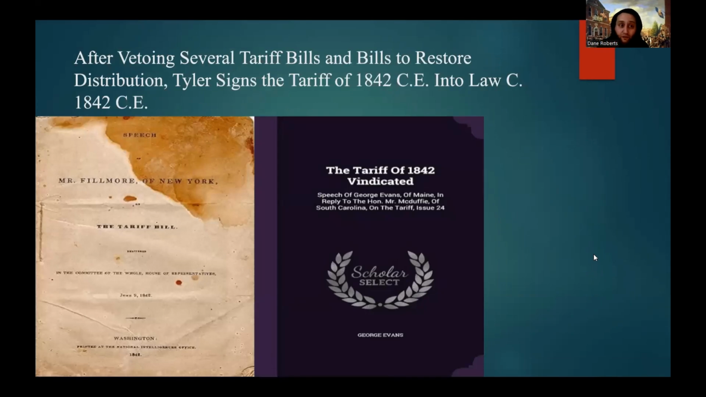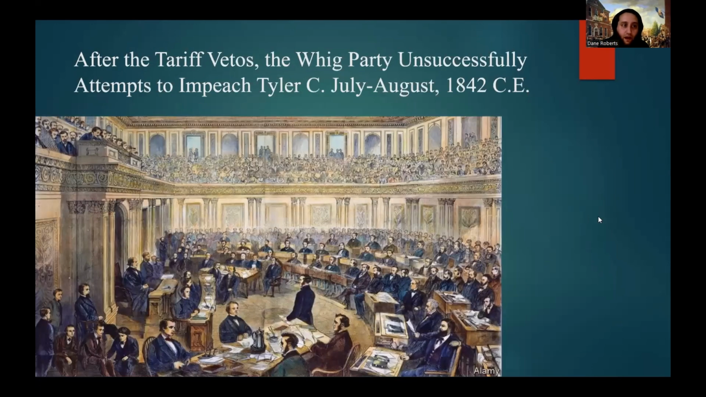Then, in 1842 CE, after vetoing several tariff bills and bills to restore distribution, Tyler would sign the Tariff of 1842 CE. After the tariff vetoes, the Whig Party would then unsuccessfully attempt to impeach Tyler between July and August of 1842 CE.